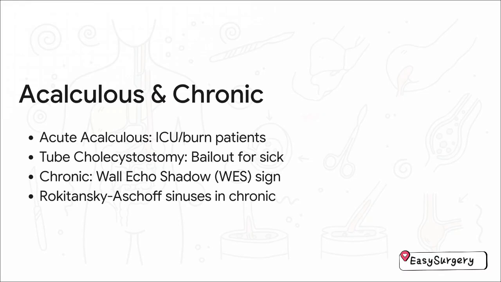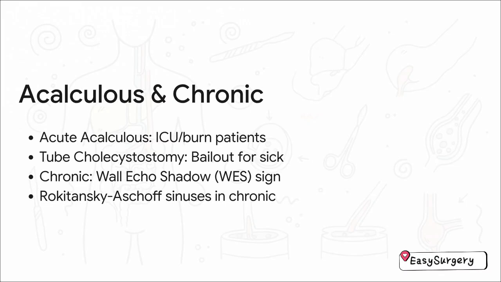That's acute acalculous cholecystitis, a terrifying variant that strikes critically ill patients. We're talking ICU patients, severe burn victims, or folks on prolonged TPN. If a patient is just too unstable for surgery, we use a bailout procedure called a tube cholecystostomy, just placing a drain directly into the gallbladder using ultrasound.